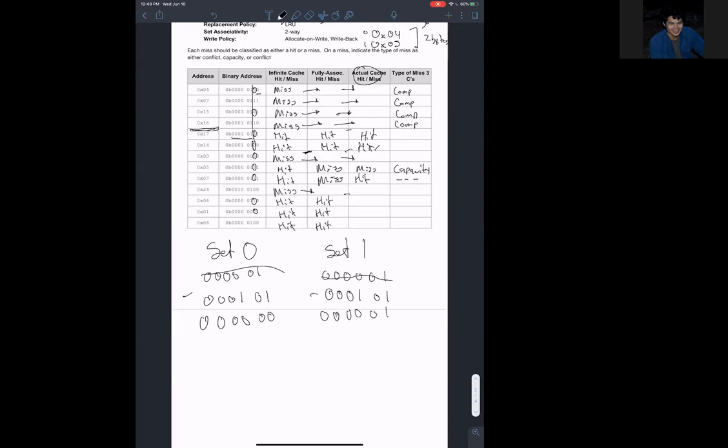Oh, wait, my bad. Since address 0x05 was a miss in set 0, this has to be added back to the cache. I forgot to add that. That's probably where I went wrong last time. Oh yeah, everyone said that in the chat.